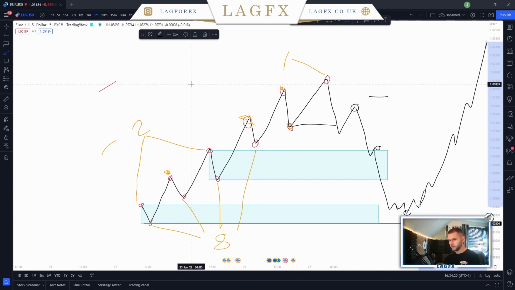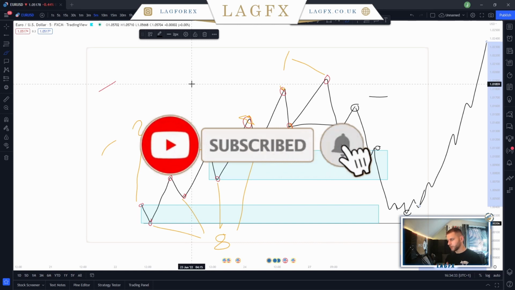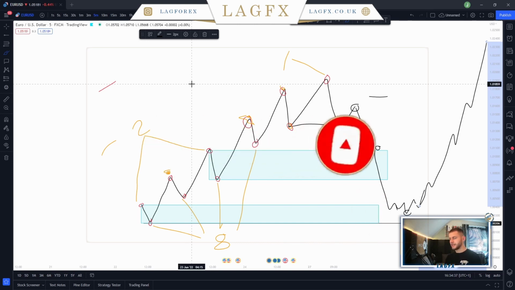I know it's quite a hard topic to fully grasp and understand, but it's a good way of understanding why supply and demand zones are valid, why they do what they do. It's all about taking supply out of the market, introducing demand, taking sell positions off, introducing buy positions.